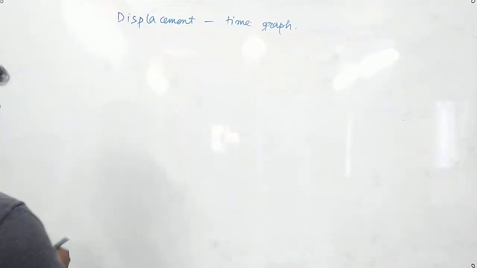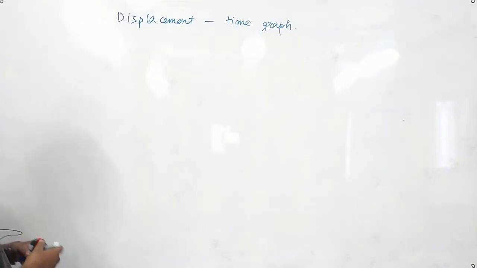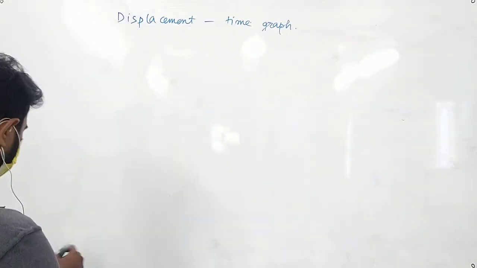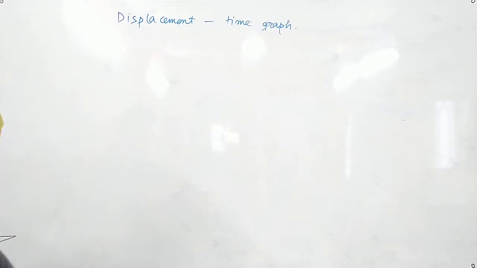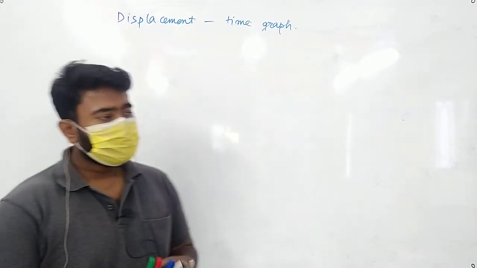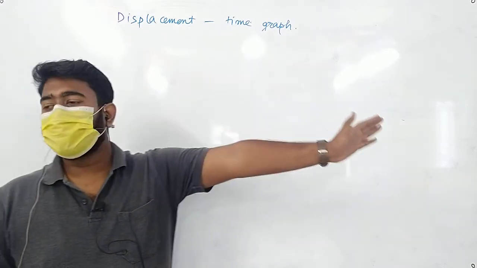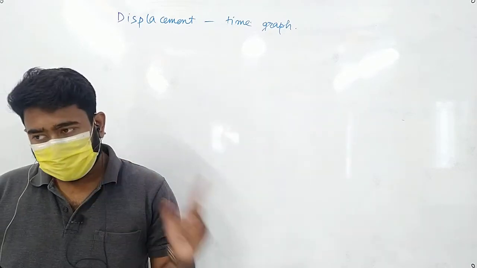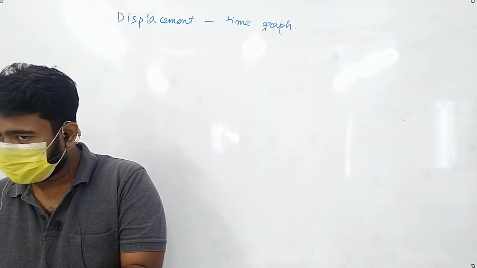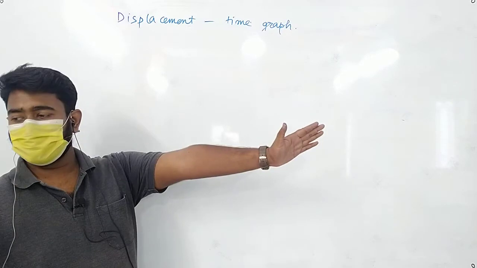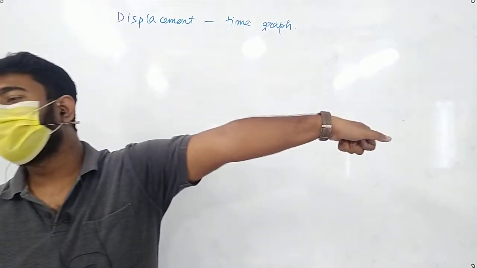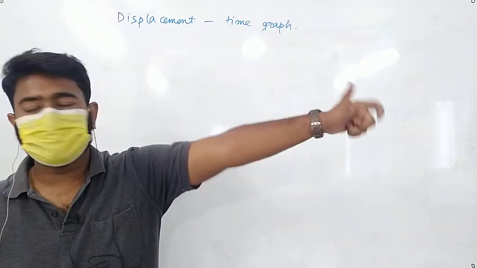Now, next case. Now, let us do the case of changing velocity. We will think that the body is moving in the forward direction only, but its speed is changing. In this case, we are not considering direction. So if it is moving in the x direction, it will keep on moving in the x direction, only its speed will change. So it will accelerate.